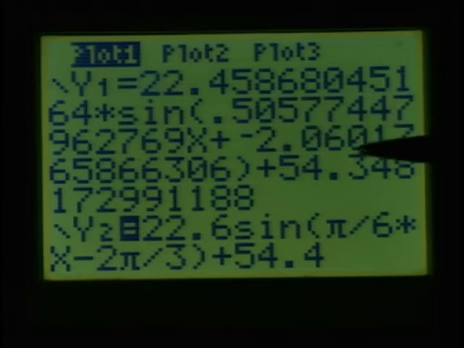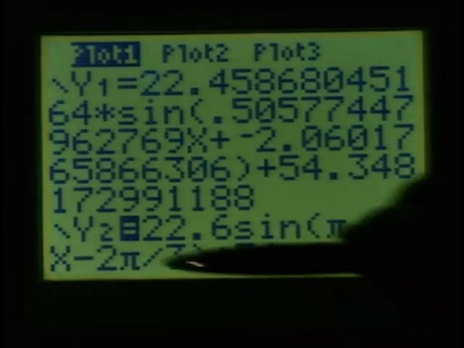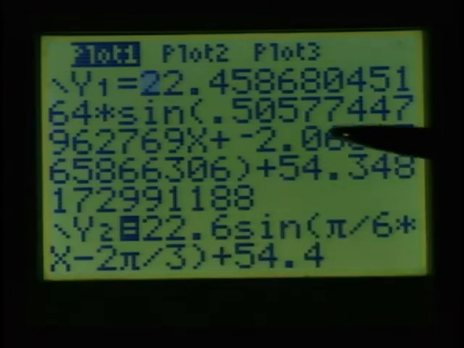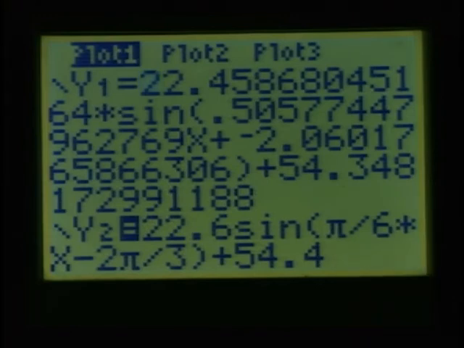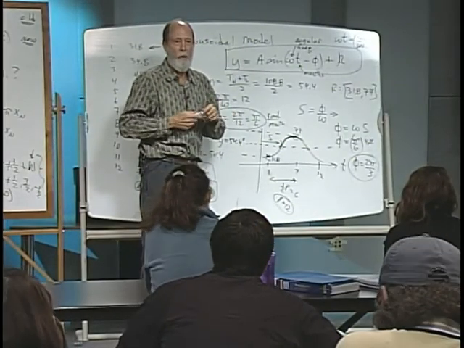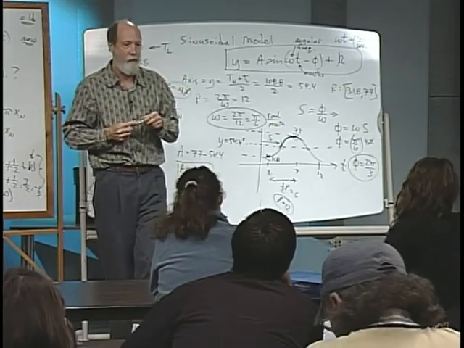This value right here is a little harder. If somebody separately had punched 2 pi over 3, how does that compare with negative 2.606? 2 pi over 3? 2.09, pretty darn close. And then look at this, 54.4 or 54.3, 54.4. Okay, that's how you can build yourself a sinusoidal model in some applied course you might be taking. Okay, let's go ahead and end this segment, and then we'll move on to talking about inverses.